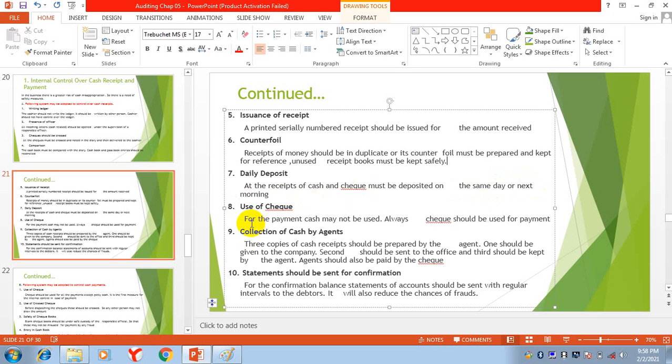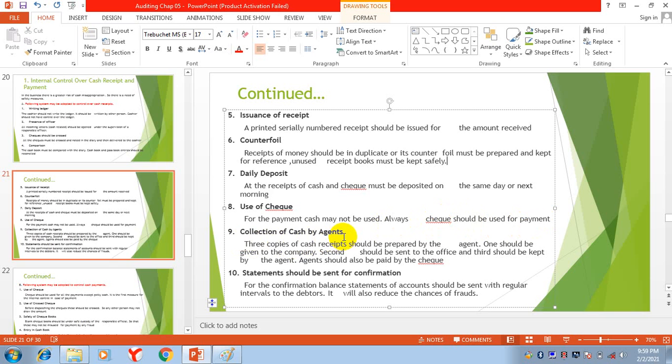Use of checks. For payment, cash may not be used. Mostly big companies do not use cash for payment. They use checks. Always checks should be used for payment. And whenever the company wants to make a payment, they use checks.